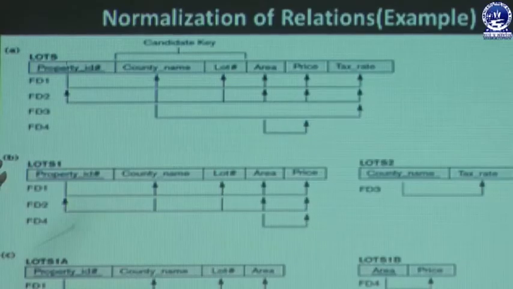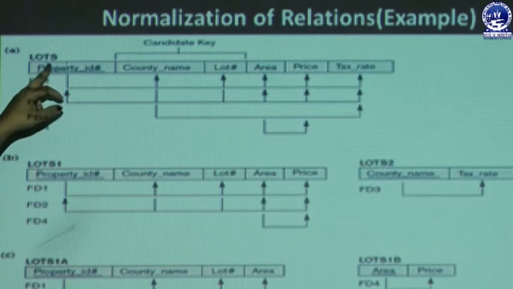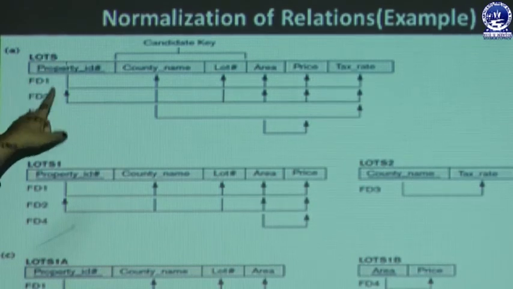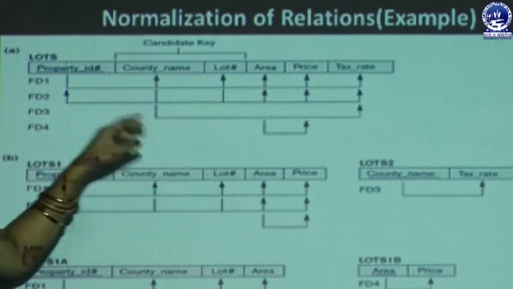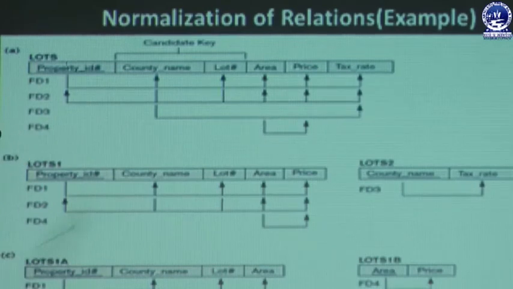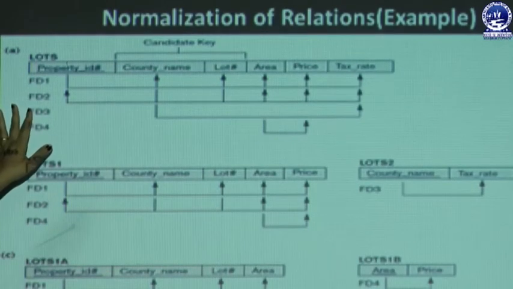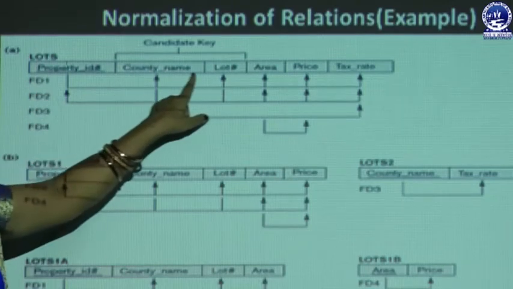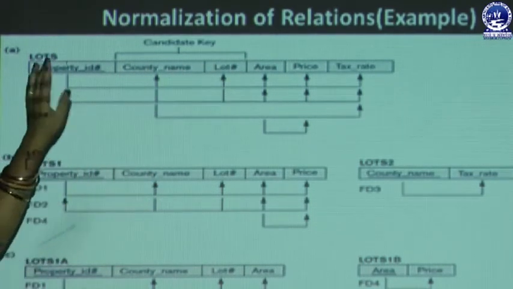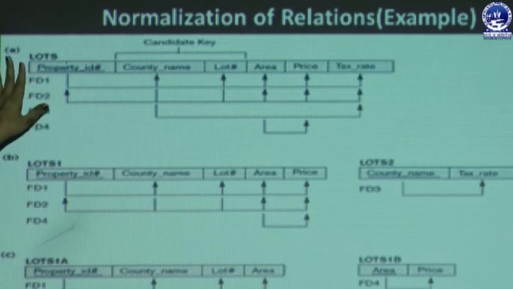This is the whole example of first NF to third NF. This is the lots relation schema, having attributes property ID, country name, lots, area, price and tax rate. You can see all the functional dependencies, and this relation schema is in first NF because first NF disallows multi-valued attributes and composite attributes. It only allows attributes that contain atomic values. You know that the attributes are containing atomic values, that is why the relation schema is in first NF.